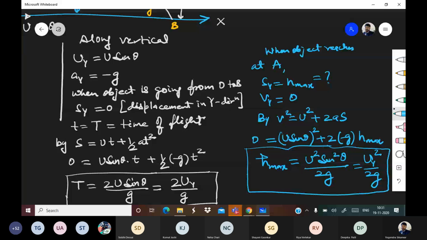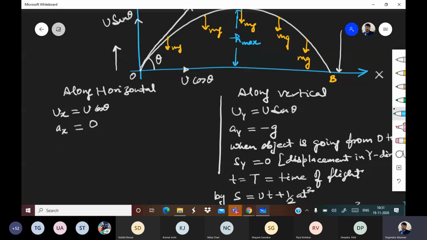Now, during this whole time, how much has the object moved in the x direction? That will be its range. Okay. So when t is equal to capital T, which is the time of flight, x is equal to how much? That x will be nothing but R, and we can calculate that.